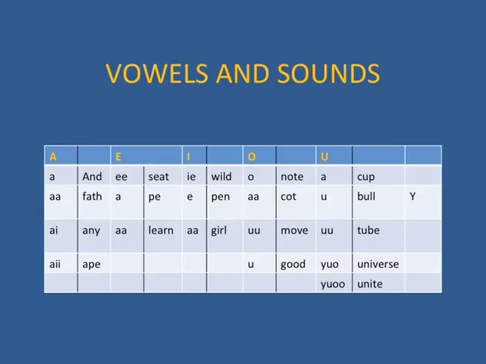Here, just now I mentioned A, E, I, O, U. Let us see how these sounds are used in producing different letters. Okay. See, look at here, what do you see? You see A.